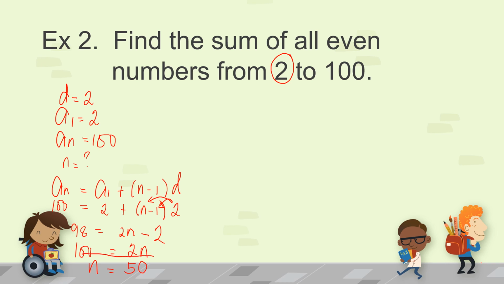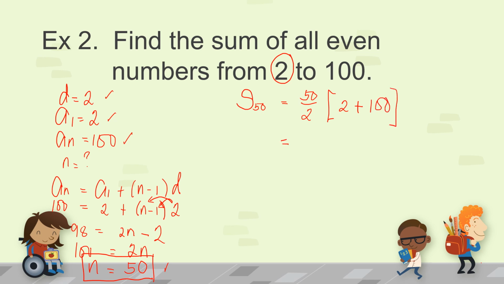So, there are 50 terms, 50 even numbers from 2 to 100. Since we already have the value of d, a sub 1, a sub n, and the value of n, we can use the first formula. So the sum of the first 50 even numbers would be equal to 50 divided by 2, multiplied by the first term, which is 2, plus the last term, which is 100.